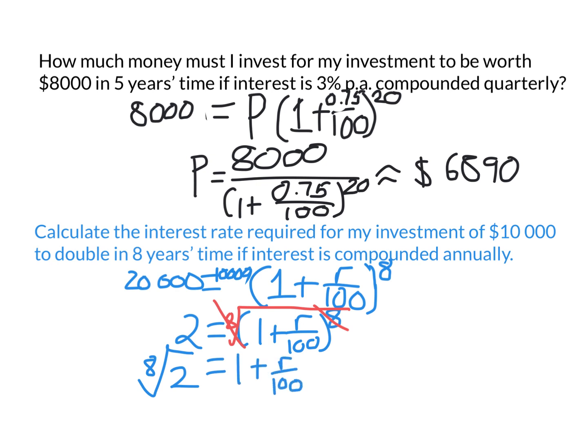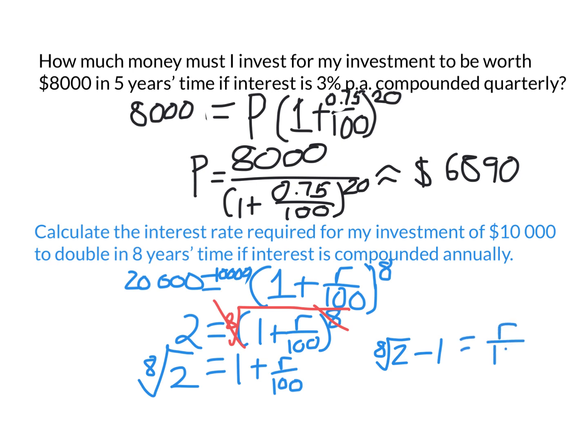Now, I'm not going to say what the 8th root of 2 is because it's not a nice number at all. It's irrational. So it's probably easiest just to leave it as the 8th root of 2. Now I want to get R by itself. Well, R has been divided by 100 and 1 has been added. So I subtract 1 from both sides and I'm left with R over 100.